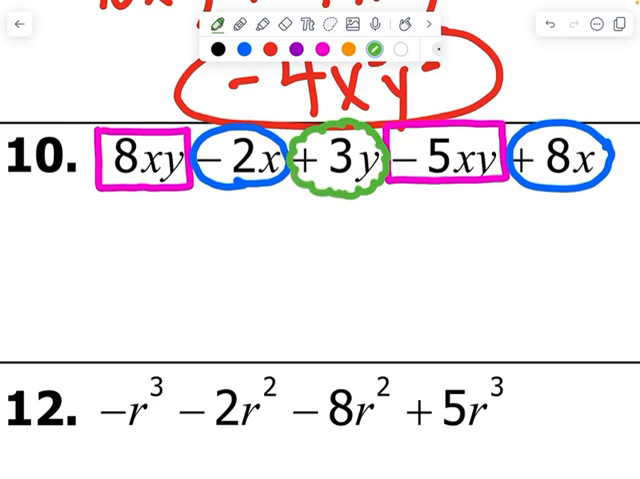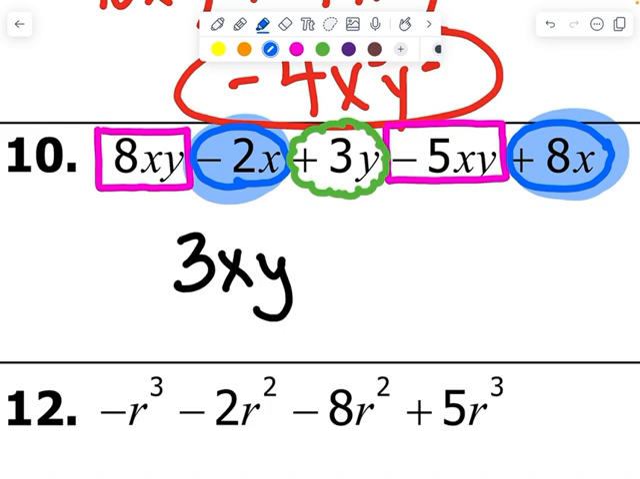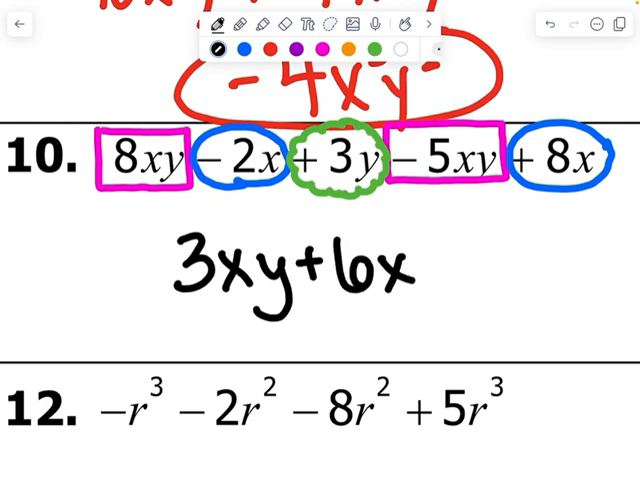So I have 3 different types of like terms. First we have our 8xy minus 5xy. Well, 8 minus 5 is going to give us 3xy. Then we have minus 2x plus 8x. That is going to give us a plus 6x. And then we don't have anything to combine with this 3y, so it just gets to stay plus 3y.